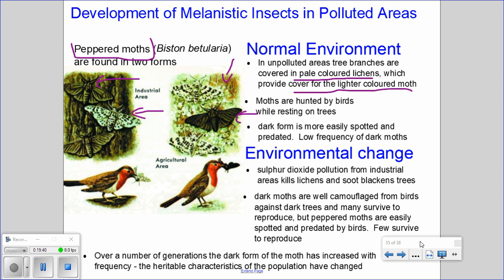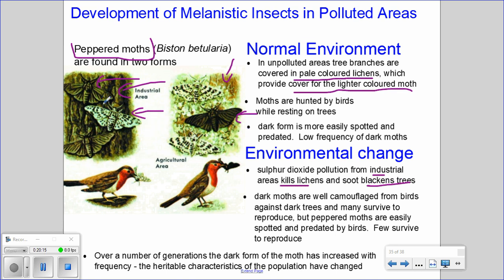Now, the Industrial Revolution came along and caused an environmental change. Sulfur dioxide pollution from industrial areas started to land on the trees and killed off the lichens, and the soot from that also started to blacken the trees. So the trees took on this darker form. The dark moths were now well camouflaged from birds against these dark trees, and many more started to survive and reproduce.